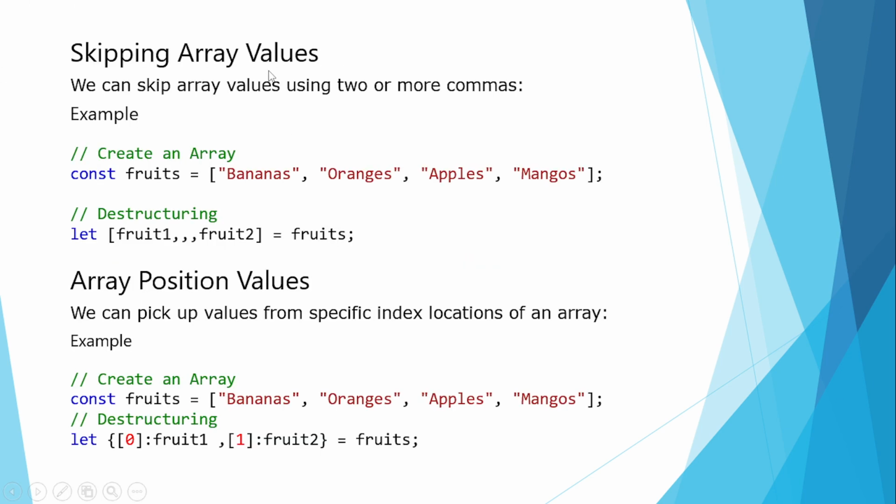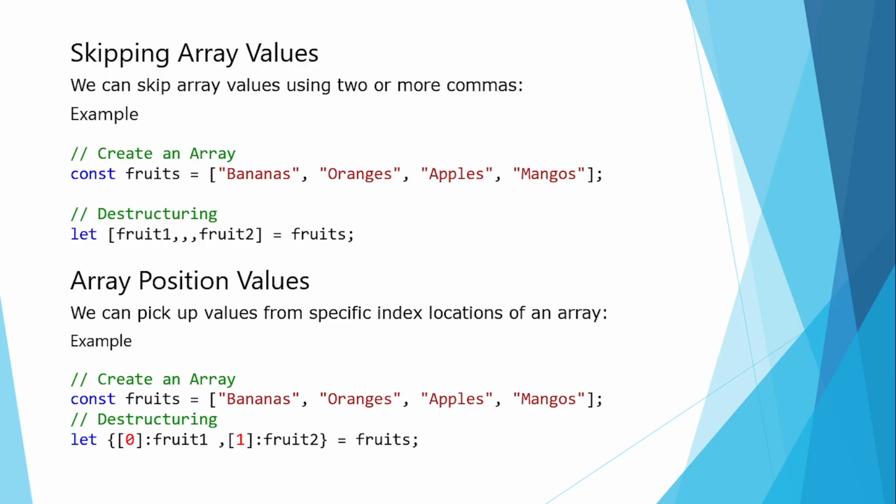Skipping array values. We can skip array values using two or more commas. For example, here we are creating an array, and by destructuring, we are copying banana into fruit1, skipping orange and apple with commas, and in fruit2 we are getting the mango value.